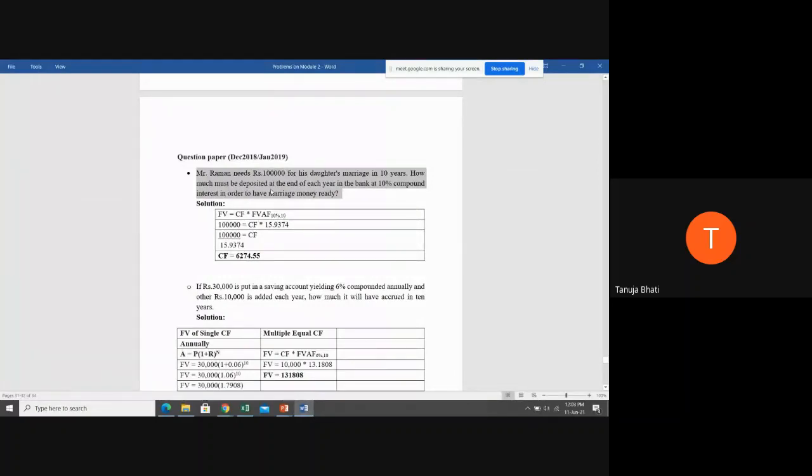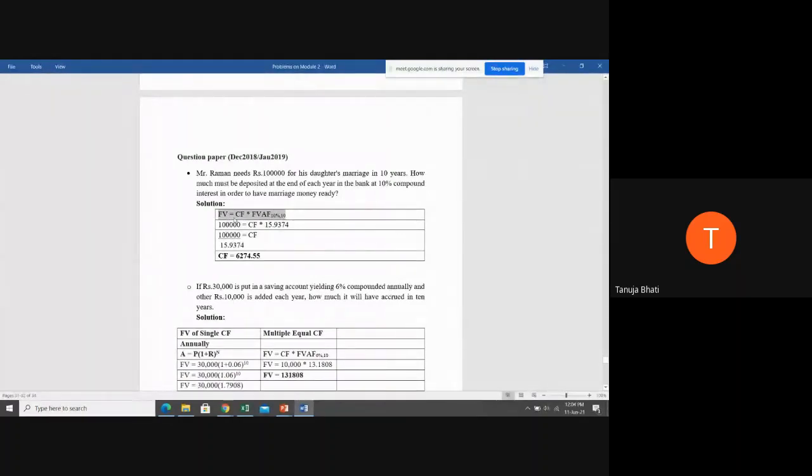Yes, students? Since they want to know the amount to be deposited at the end of each year, each year means there is no single flow. Each year there is going to be a flow of cash. So it is multiple equal cash flow. So future value, see the solution. You can start the solution by stating: calculation of cash flow in respect of future value of multiple equal cash flow.